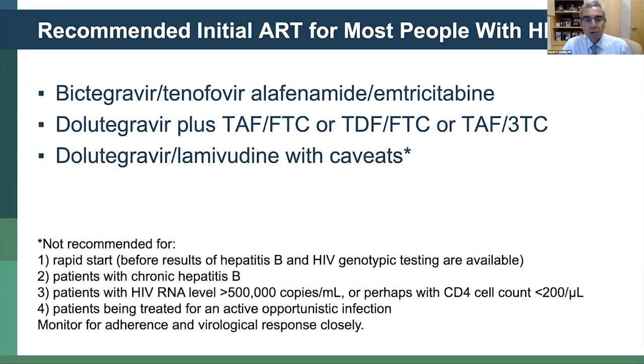So now we'll go from when to start to really what to start. And this is a fairly consolidated list of recommended initial regimens for most people with HIV, and they include bictegravir, tenofovir alafenamide, and emtricitabine. Dolutegravir plus either TAF-FTC or TDF-FTC or TAF or TDF-3TC, I think that should say. And then dolutegravir, lamivudine, with a couple of caveats. Some of the caveats are listed here, but when we get into the discussion, I think there'll be an opportunity to explore when the panel would use the two-drug regimen of dolutegravir, lamivudine.